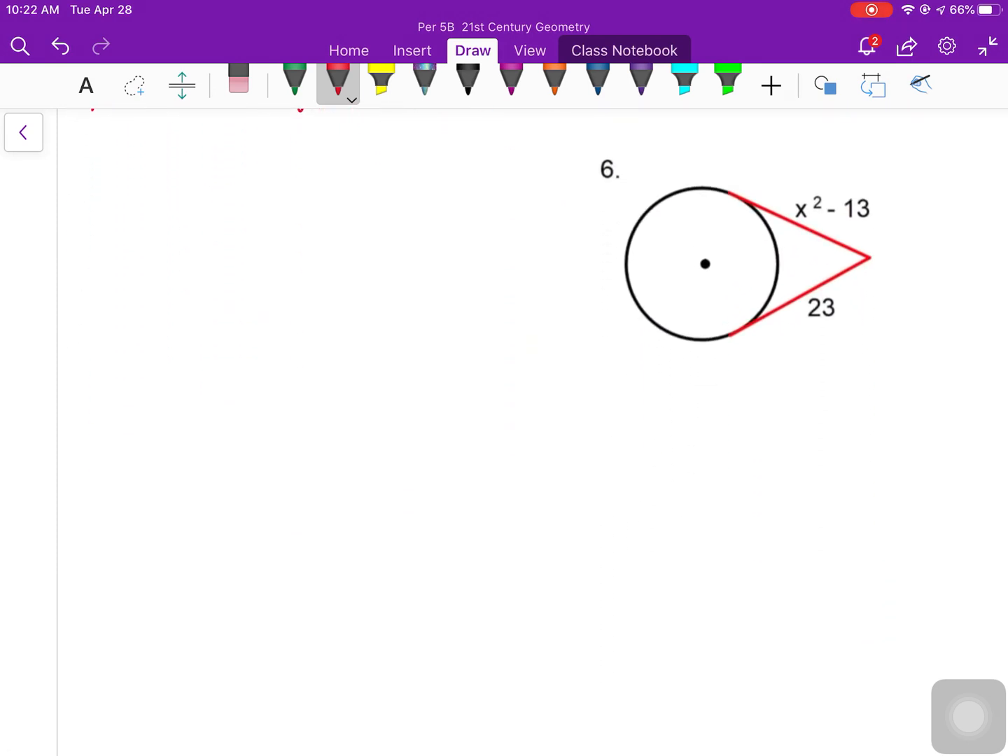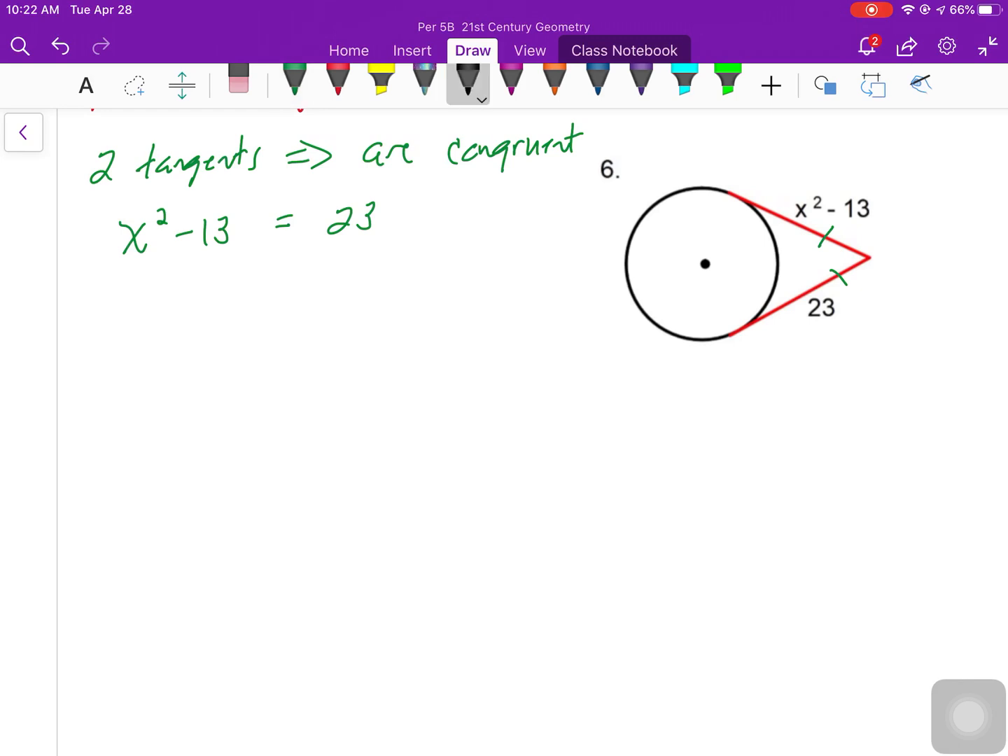Okay, let's move on to the sixth one in our mixed review. Now, this sixth one in our mixed review is two tangents to the same circle. Well, those two tangents are congruent. So that means that this one is equal to this one. Our setup is simply x squared minus 13 equals 23.